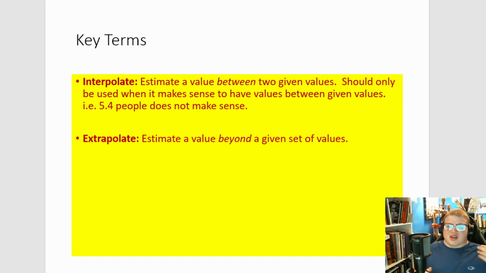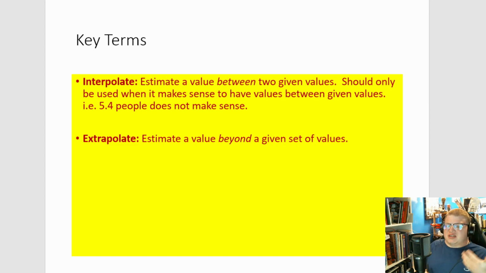Predictions and estimations are essentially extrapolations and interpolations, but in terms of this chapter, when you're asked and it's using the language, interpolate means estimating between two given values. So this would be like if we're driving from Regina to Moose Jaw, and you know the time you arrived in Moose Jaw and the time you left Regina. If I asked you what time did you pass Belle Plaine or what time did you pass Pence, estimate that time. That's interpolation because you're interpolating between two values we already know.